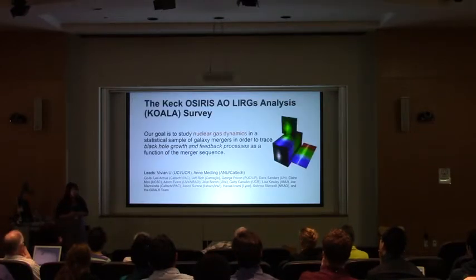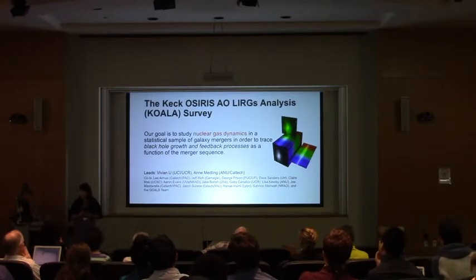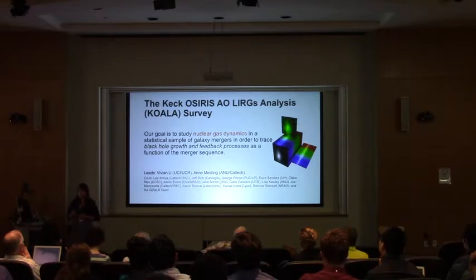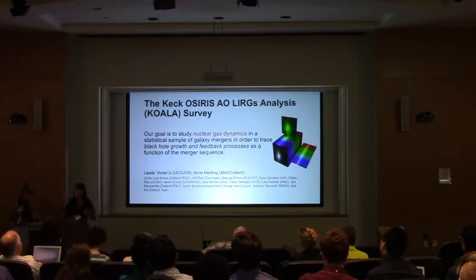So to this end, we've been conducting an ongoing Keck OSIRIS AO LIRG analysis survey, where our goal is to really study the nuclear star dynamics in a statistical sample of galaxy mergers, so that we can piece together what actually happens as the black hole grows and feeds back as a function of the merger sequence. And so this has been an ongoing survey.